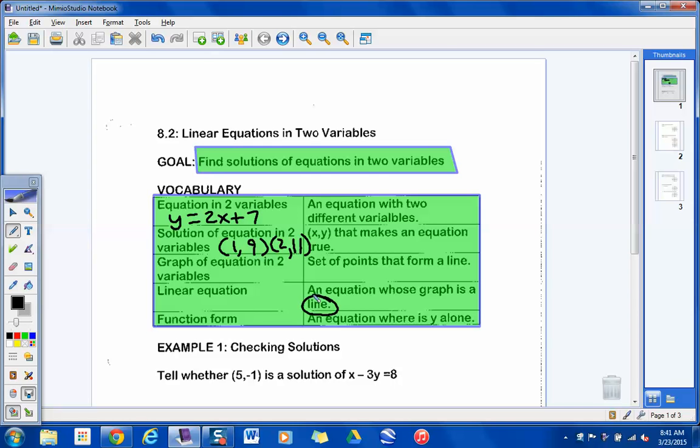What's it say? I got this. An equation where y is alone. Okay, when I say y is alone, I'm going to say this is an equation up top here in function form. Because on the left-hand side of the equal sign, what variable is the only thing over there? The y. So I say if y is all by itself, what kind of form is it? Function form. Okay. Function form.